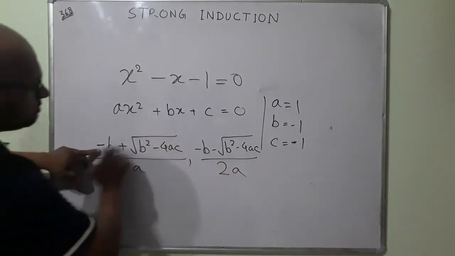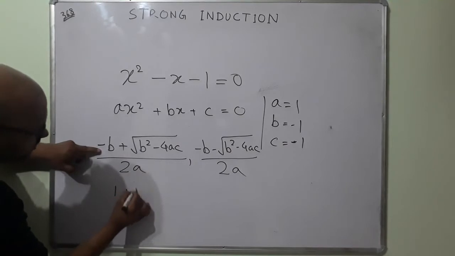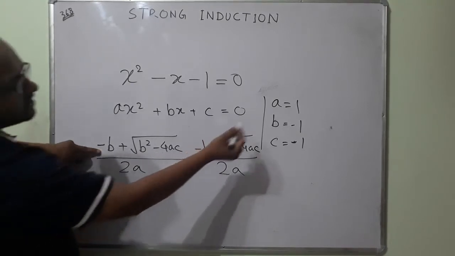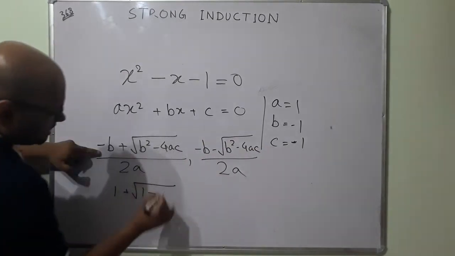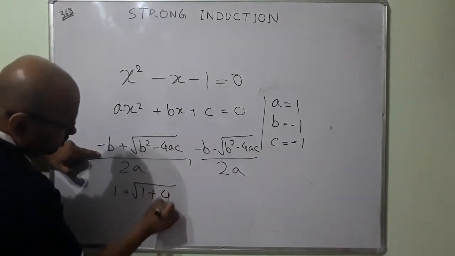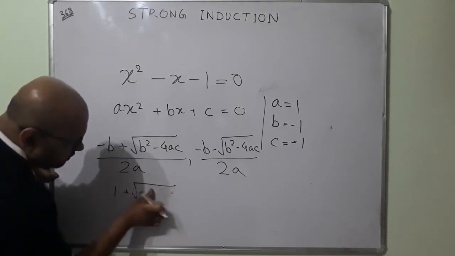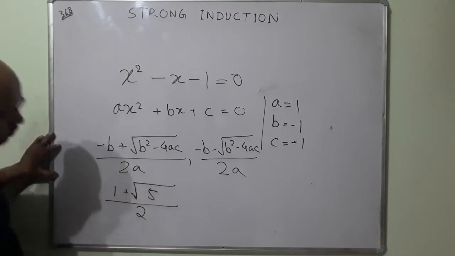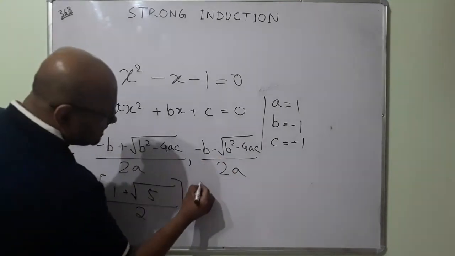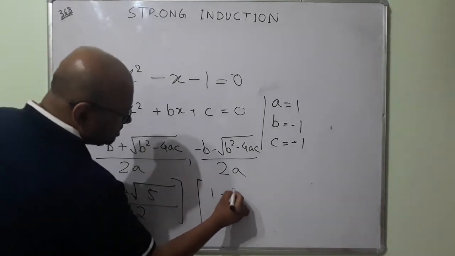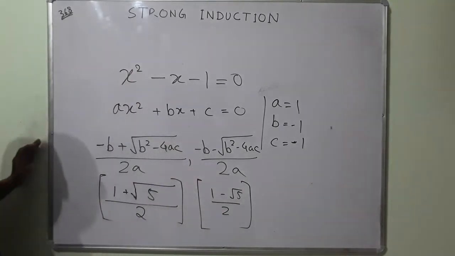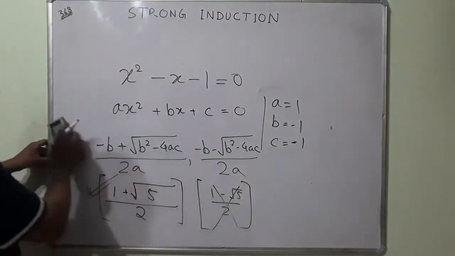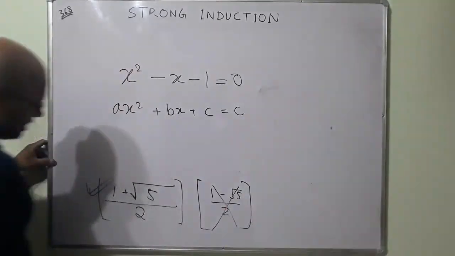So this is minus (-1), equal to 1, plus root over b squared, which is (-1) squared, is 1, minus 4ac. A is 1, c is -1, so minus 4 into -1 is plus 4, so 1 plus 4 is equal to 5, so it is root 5 by 2a. A is equal to 1, so 2 into 1 is equal to 2. So this is one of the roots of this equation. This is another root: 1 minus root 5 by 2. Okay, so let us ignore this and talk about the first one. I know this is one of the roots of the equation.